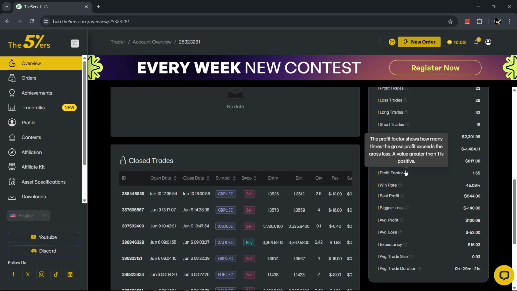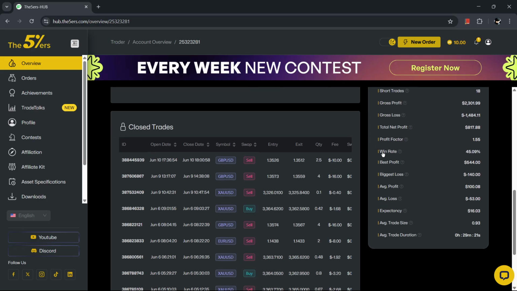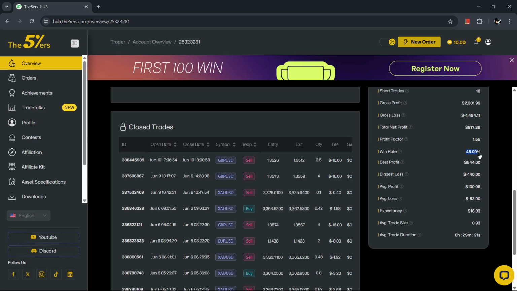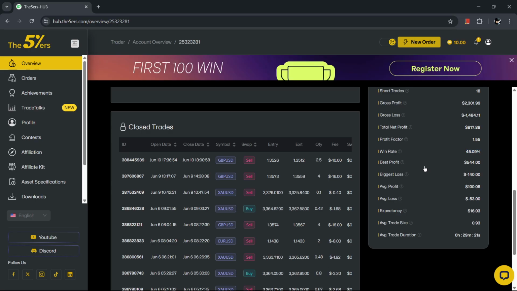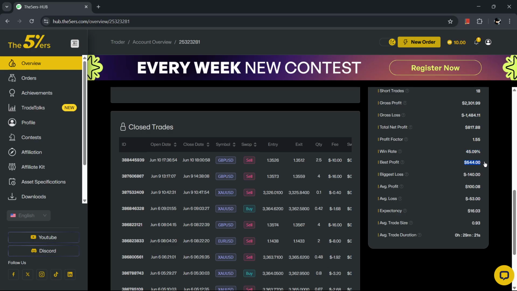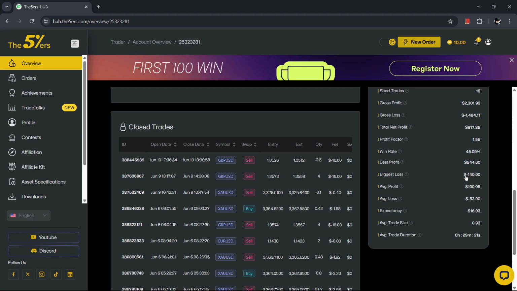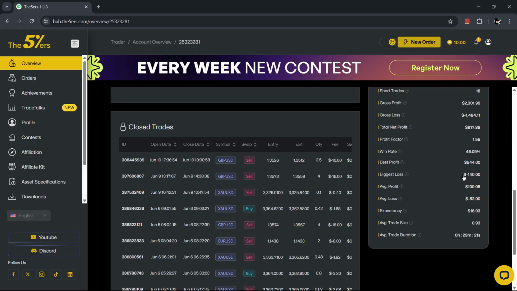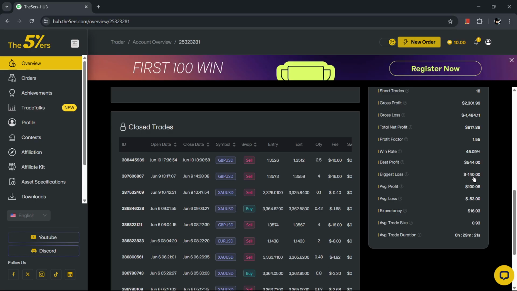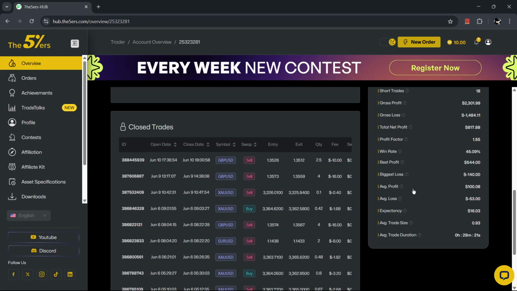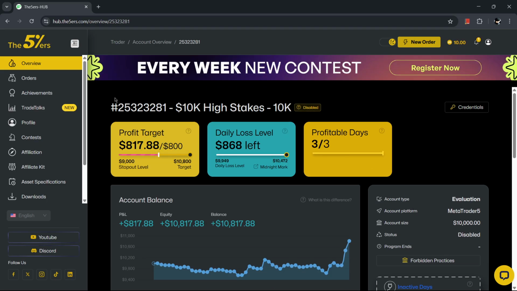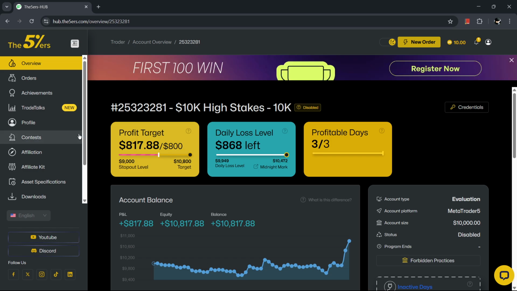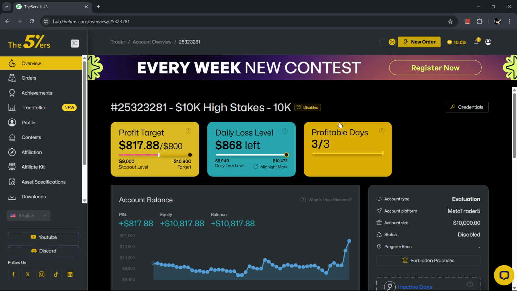I think it is good. My win rate is, I think, 45 percent. My best trade was 544. Biggest loss was almost 1.4 percent. I think that's enough. By the way, we have passed our first phase in this account.